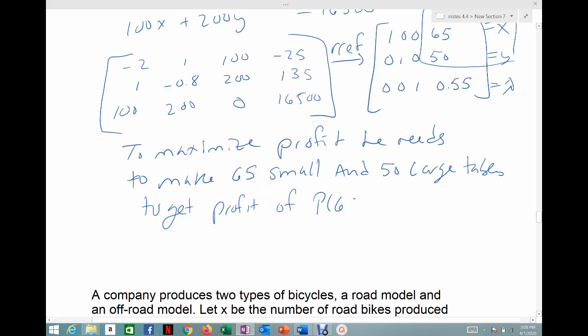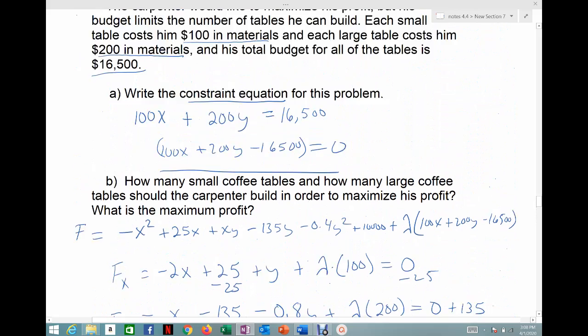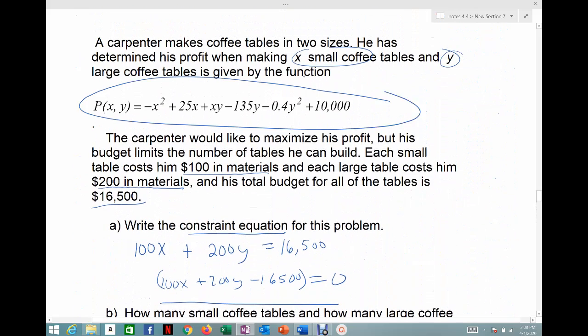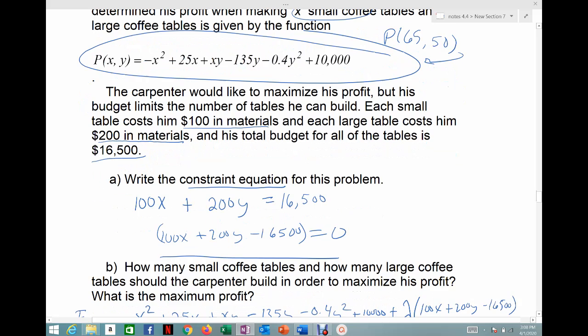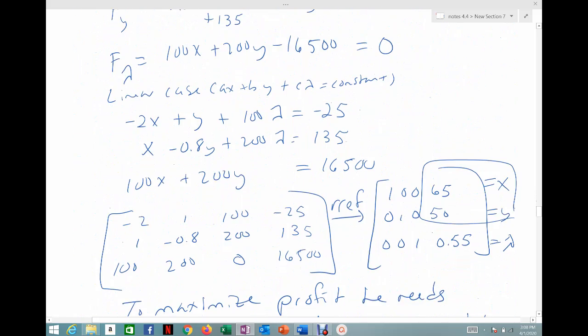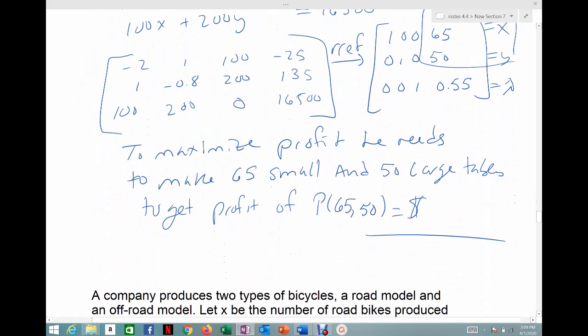Alright, 65 for x, 50 for y, and again, that goes back all the way up here to this original equation that I have to plug into. The 65x, right, I have to find 65x, 50y, and that goes into this equation. Again, you should always double check, make sure I plug it in right. So when I plug it in, I get the profit is 2,900.